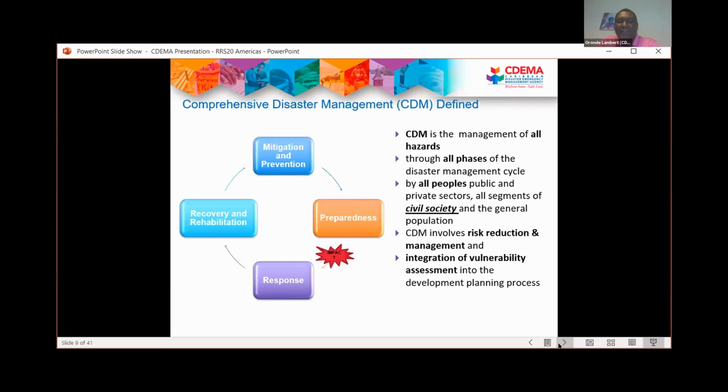So this speaks to comprehensive disaster management. And as I said before, it is the management of all hazards through all phases of the disaster management cycle. And it involves everyone. It's not just one section of society, everyone is involved in comprehensive disaster management.